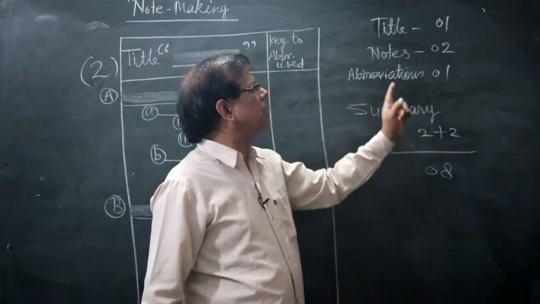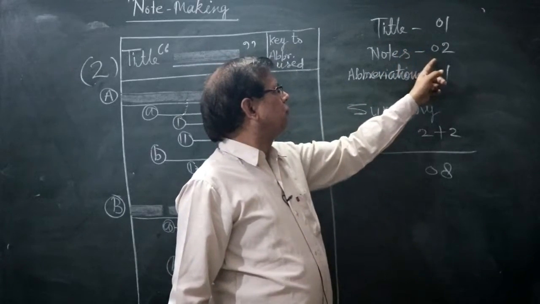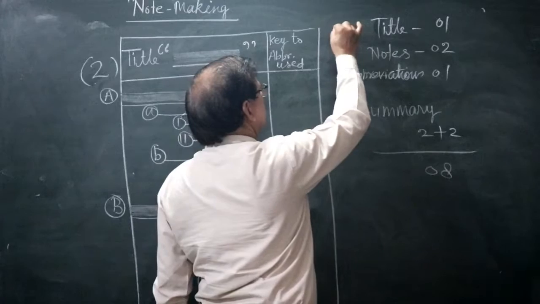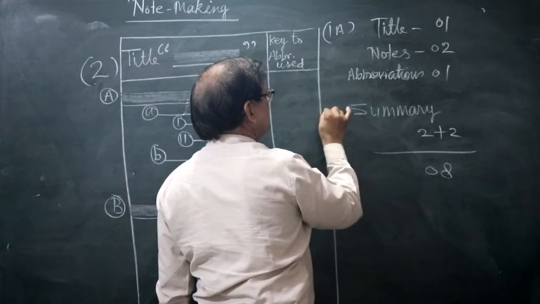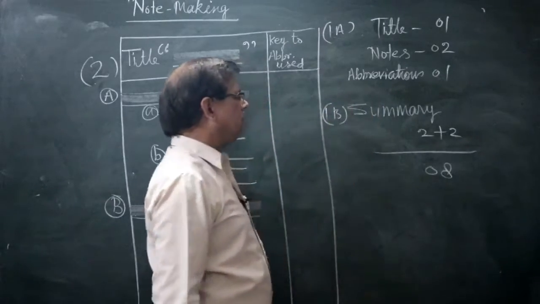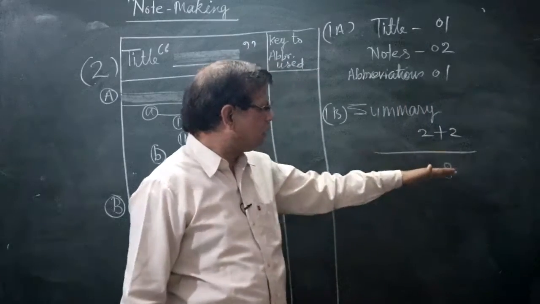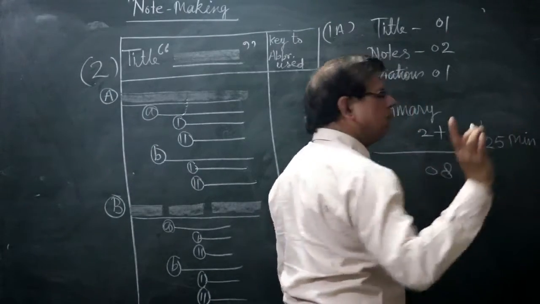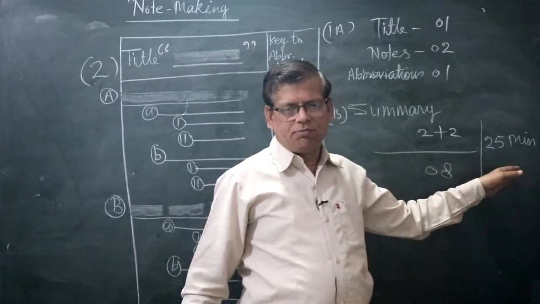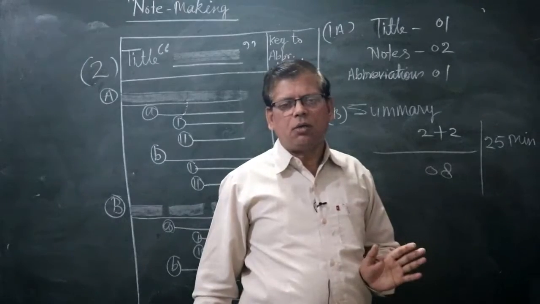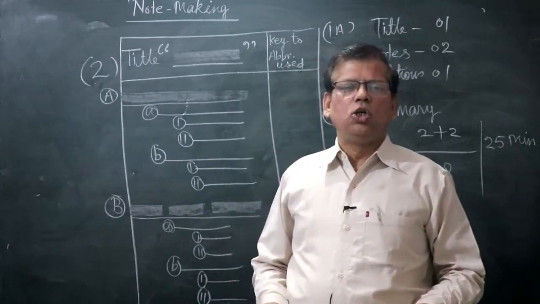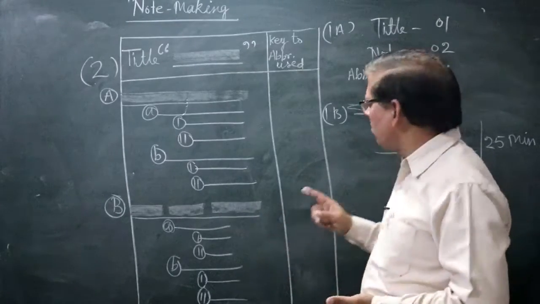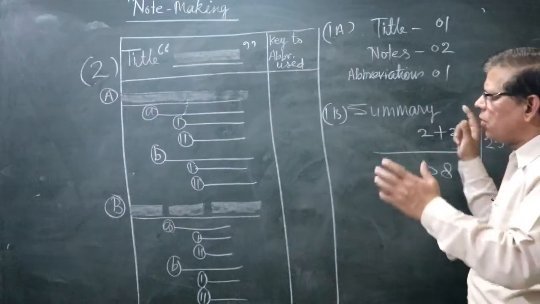The division of the 8 marks is in this way: 1 for the title, 2 for the notes, 1 for abbreviations, and the second part, question 1B, is the summary, which has 2 parts, content and expression. You are supposed to devote 25 minutes, never more than half an hour. If you devote more than half an hour to question number 2, you will not be able to complete the paper in time. So 25 to 30 minutes for this question.